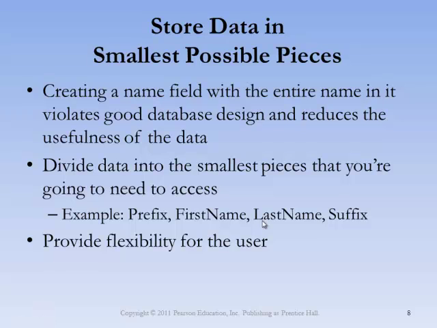If that were the case, it'd be hard to sort on last name, things like that. So don't take this too literally though. For instance, if you're going to store your customer's address, say they are at 700 North Main Street, you're not going to break that up into street number 700, street name Main, and then another field for street. Use a little common sense there, but in general, it says divide the data into the smallest pieces that you're going to need to access.